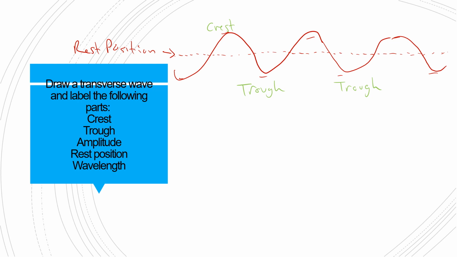You can see right here we have a crest. We have another one and another one. Wavelength. I need to switch that color. Let me go to black here. So I'm going to say from here to here is wavelength.